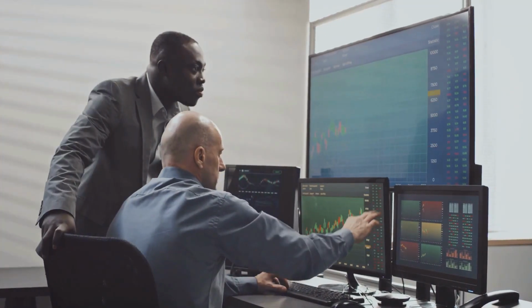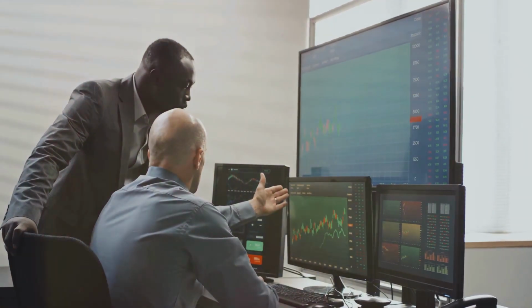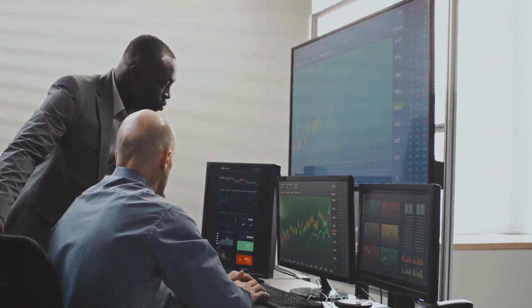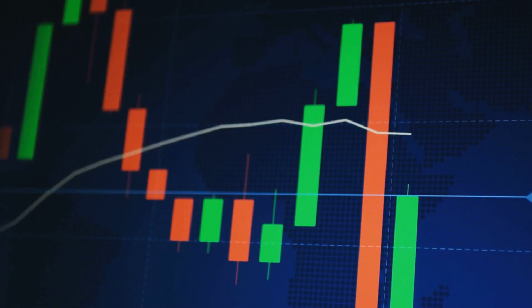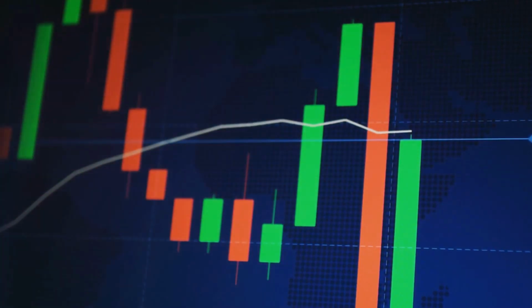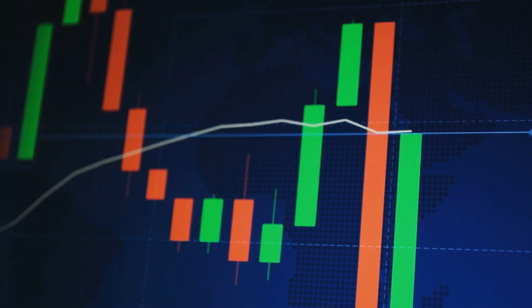Next, consider the price of the options. The cost of options can vary widely depending on factors such as the volatility of the underlying asset and the time until expiration. It's important to factor in these costs when determining the appropriate buying ratio.